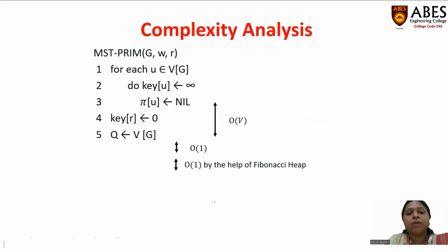Now, about the complexity analysis of this algorithm, as I've divided this algorithm in two parts. First part, this is defining just the initialization part. So you need to initialize the key value of each and every vertex. So you need to traverse this value by O of V. And for updating the key value of your start vertex, this will cost us O of 1.